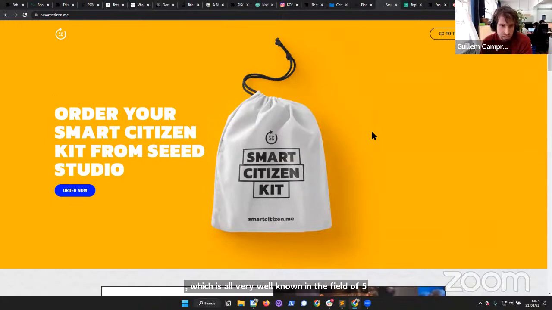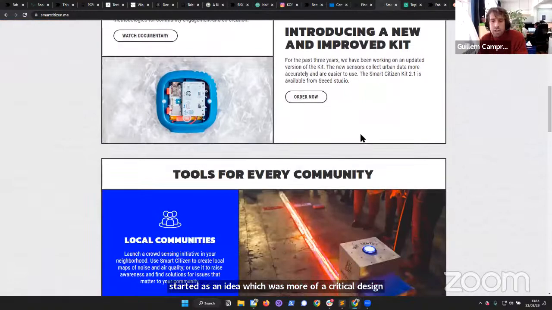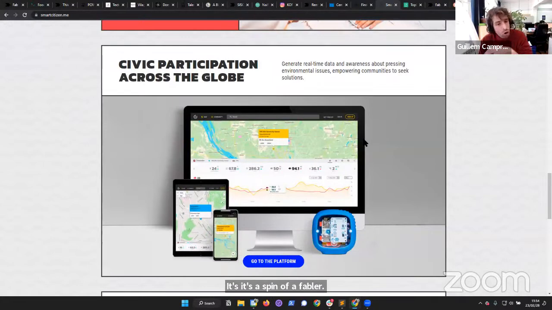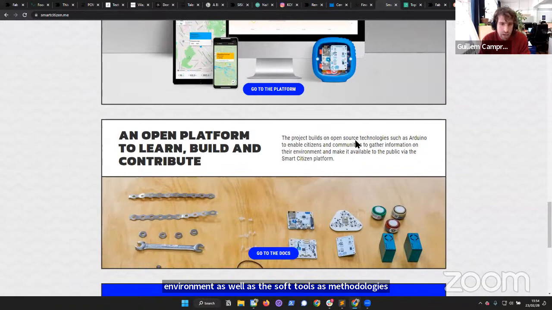Smart Citizen started as an idea which was more of a critical design approach into what the existing smart city was 10, 12 years ago. And now, actually, on its own, it's a spin-off of Fab Lab Barcelona that makes open hardware, open source software for supporting communities to monitor the environment, as well as soft tools as methodologies to actually engage communities to do so and to be part of this, let's say, sensing awareness and action workflow.